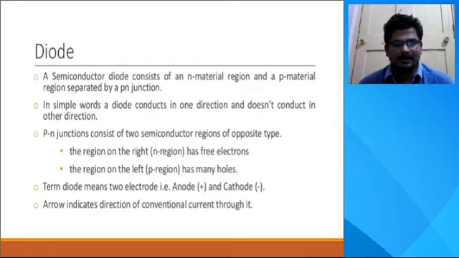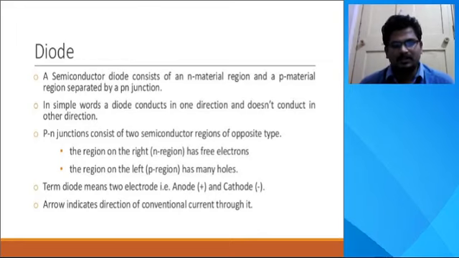Basically, what is meant by a diode? A semiconductor diode consists of an N material region and a P material region separated by a junction. We call that junction a PN junction or a depletion region. In simple words, a diode conducts in one direction and doesn't conduct in the other direction. That's why we call a diode a unidirectional device.